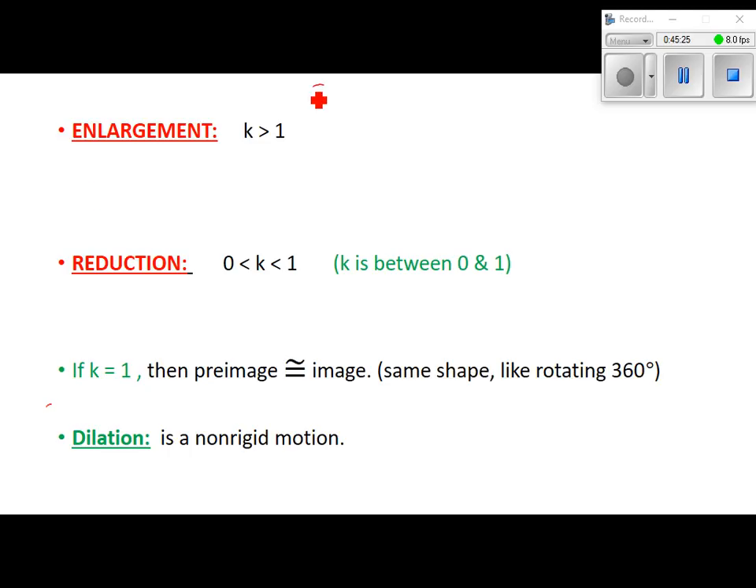Write scale factors at the top of this. Scale factors. We're looking at scale factors. If you're going to do an enlargement, then your K, your scale factor, has to be, what's this symbol mean?